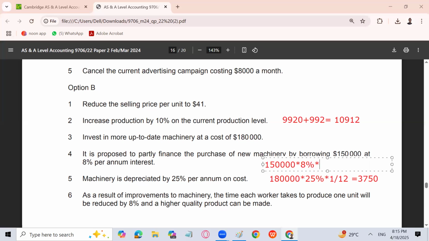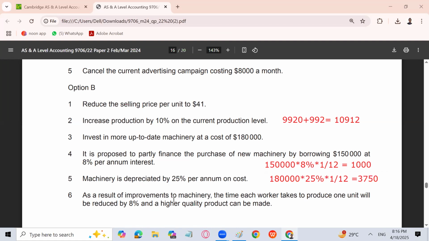We have to pay interest only for 1 month because we are preparing the marginal cost statement for 1 month. So the expense which has been increased for a particular month will be only for 1 month. So the fixed cost will increase by 1,000 because of the interest expense and 3,750 because of the depreciation.